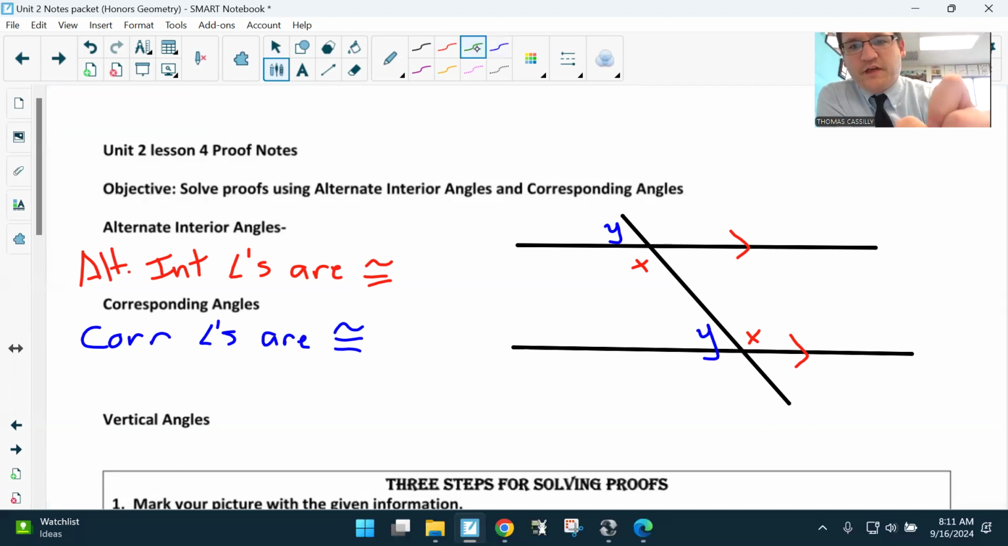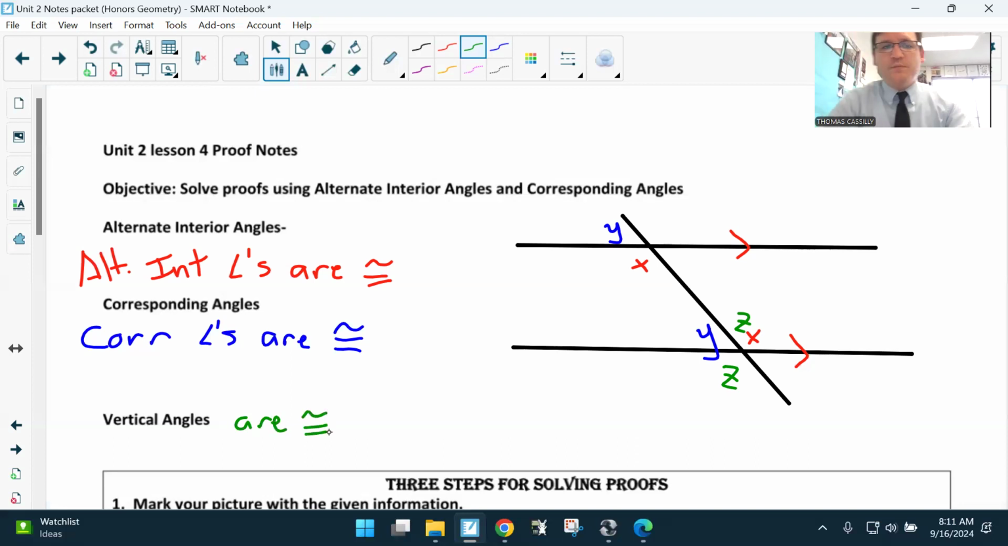Now, the last one I'm going to mention are vertical angles. So maybe here, I'm going to put a Z right here and a Z right there. So those are vertical angles. And once again, these are congruent.